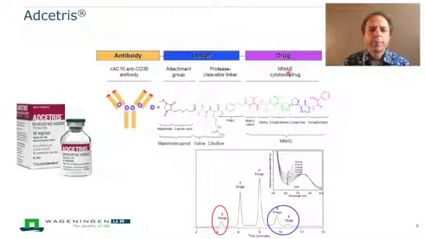cell. Now, if we zoom in on the analytics of the ADC, we see very clearly that it's a mixture of components, which is not surprising if you consider that there are 8 cysteine side chains that can be conjugated, but on average only 4 of those are conjugated. So it's really a stochastic distribution of a mixture of components, and you see the HPLC profile depicted here at the bottom. Now, is that a problem?